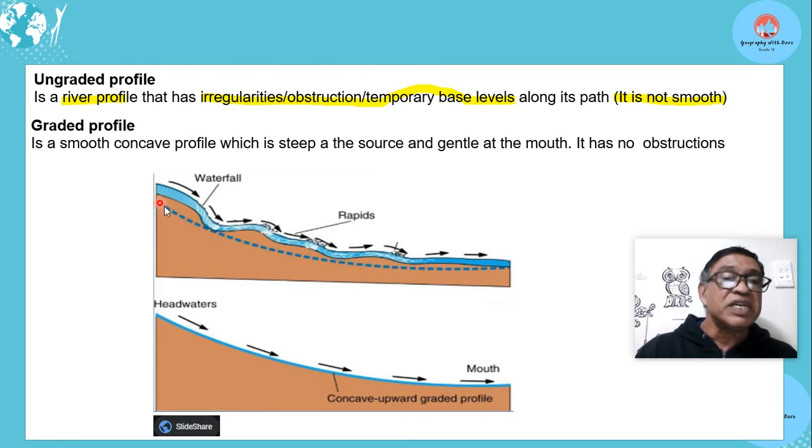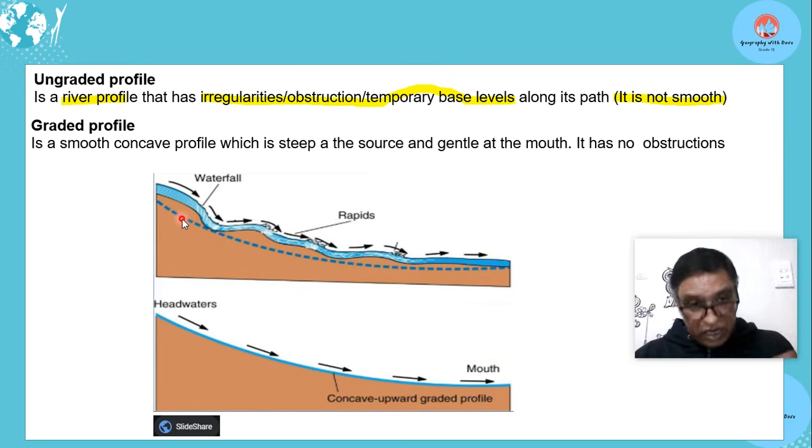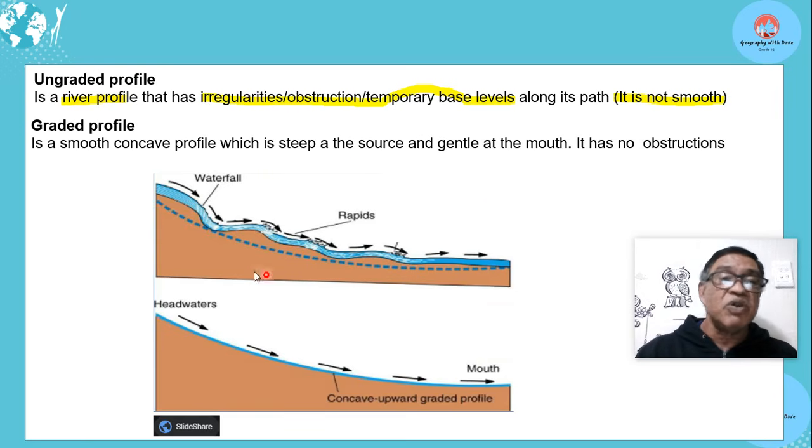But this is what the river wants to do. It wants to create a new base level down here so it can be smooth. And remember, we said river grading, when it erodes and the erosion is in equilibrium with the deposition, we're going to get this. But at the moment, this is considered an ungraded because of the obstructions. It is not smooth. But let's say the river has reached a graded profile, okay, where equilibrium between erosion and deposition, etc. We're now going to see this.